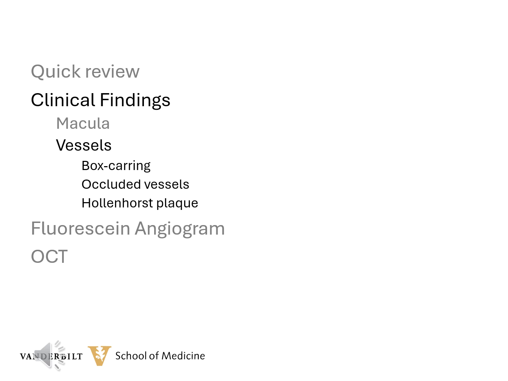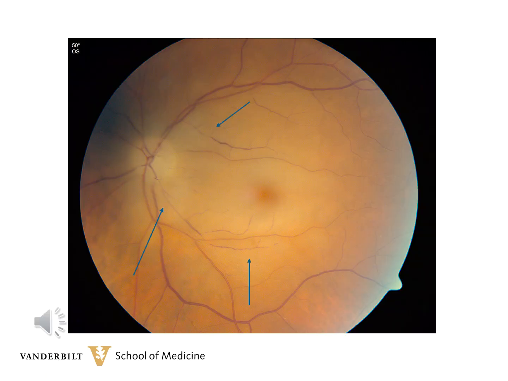Now let's move on to the retinal vessels and some of the clinical findings you can find in someone with a central artery occlusion. The various things you want to look for are boxcaring, occluded vessels, as well as Hollenhorst plaques. This patient has suffered a central retinal artery occlusion, and you can see the very edematous central macula and the cherry red spot. The blue arrows point to the boxcaring in the venous system.